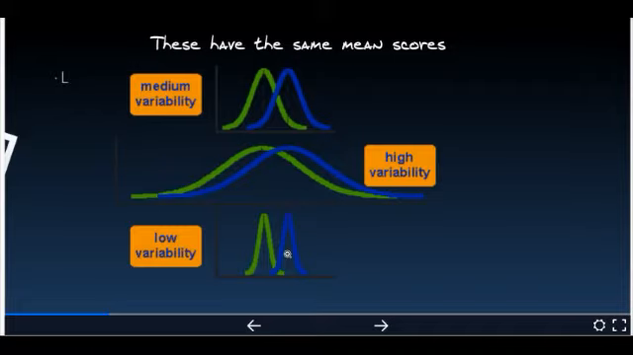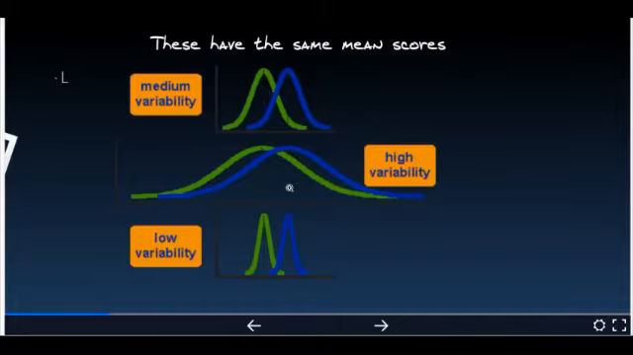They have low within group variability and high between group variability. That's a really important concept to understand. Okay? The top group has medium variability within the two groups. They have a medium level of within group variability, and the same between group variability as the other groups. All three groups have the same between group variability, meaning their mean scores have the same difference.